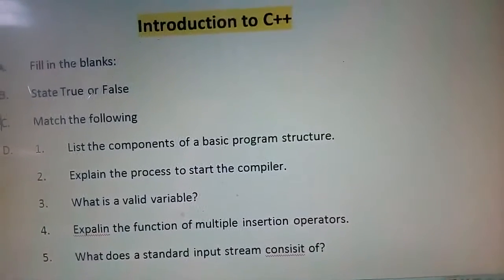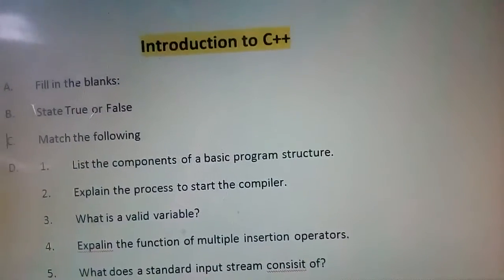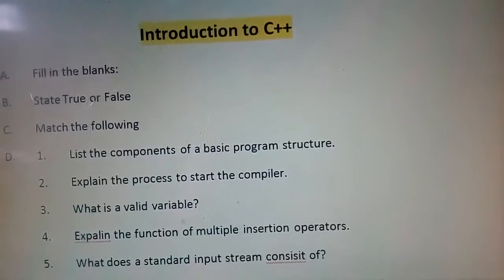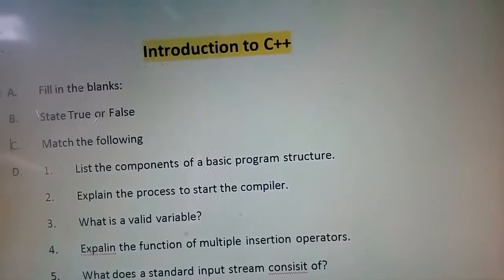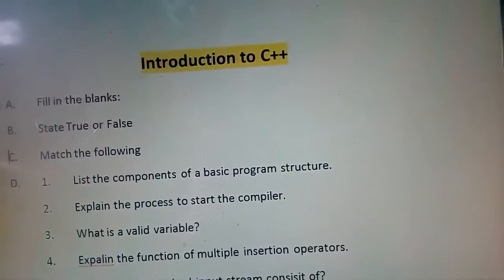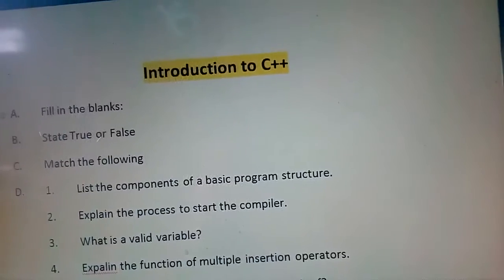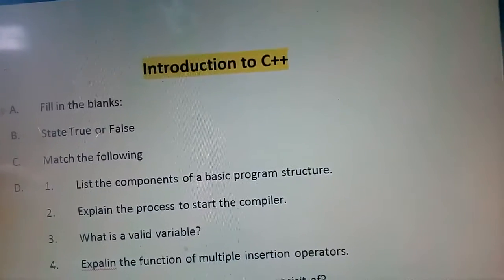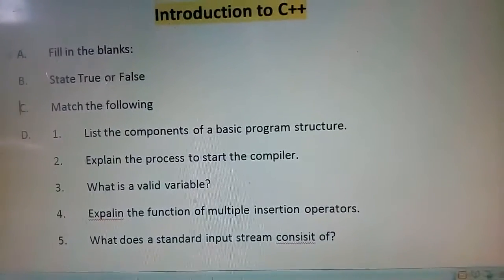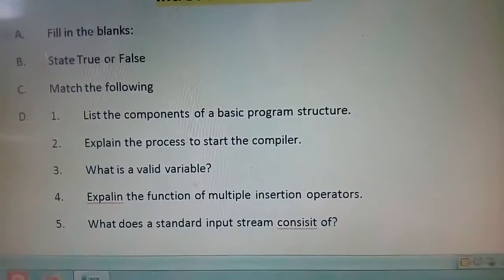Number 3, to enclose a formal declaration, it will be number D, that is curly braces. When you enclose a formal declaration, it will be in curly braces. Now next one is to display text, so within double quotes. When you want to display the text, then it will be in double quotes, like cout, enter the text.